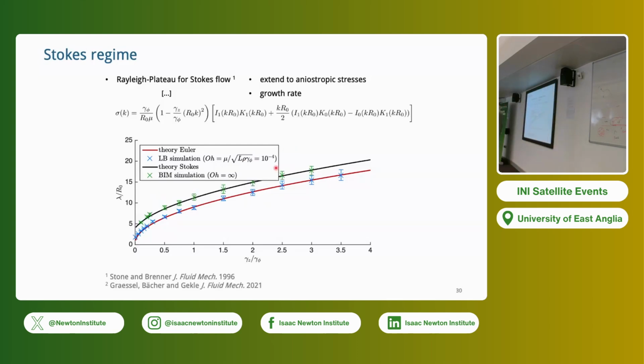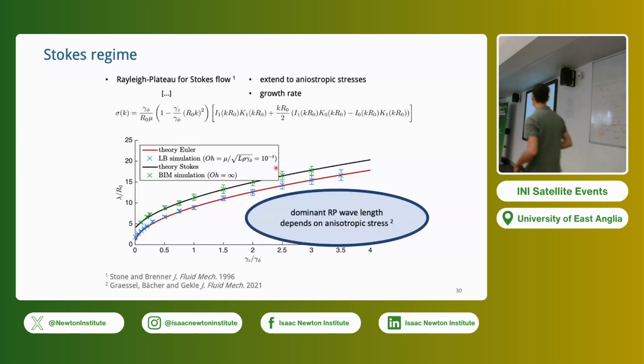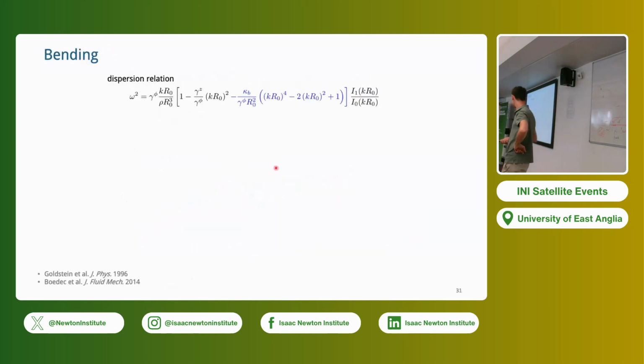Now that is a very different kind of simulation. That is boundary integral. So we have these two methods. One is lattice-Boltzmann. That's what I focused on today. But there's also a viscous boundary integral method, and that is used for that case and is in nice agreement with the theory here. So the dominant wavelength depends on the anisotropic stress.